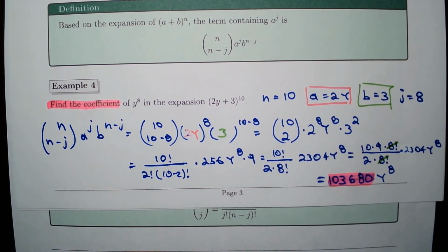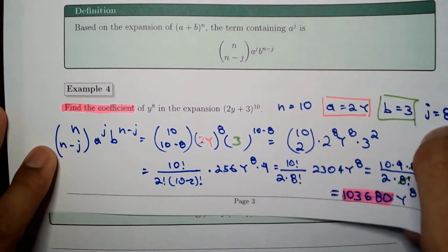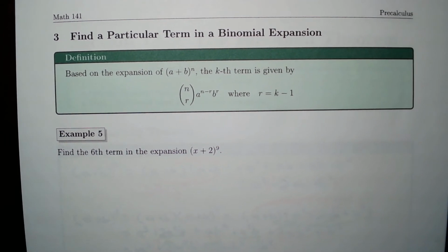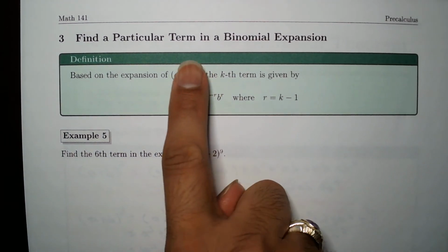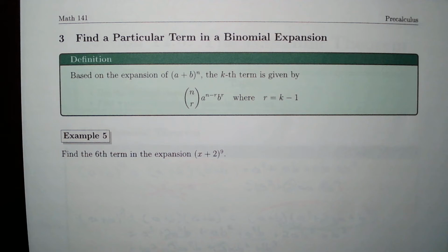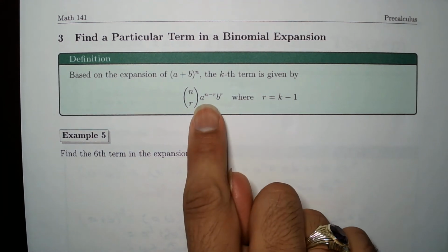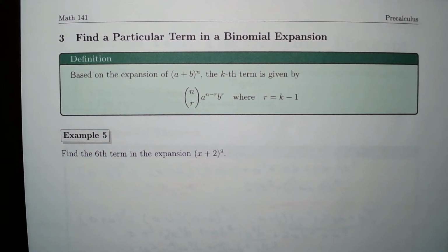Alright, so let's look at the last topic for this section. Find a particular term. So be careful. In some cases you will be asked for the coefficient of a particular term, but in this case you are going to look for a particular term. Like in this case, we're looking for the fifth term of x plus 5 to the 11th power or something like that. Alright, so the formula is a little bit different, so be careful.